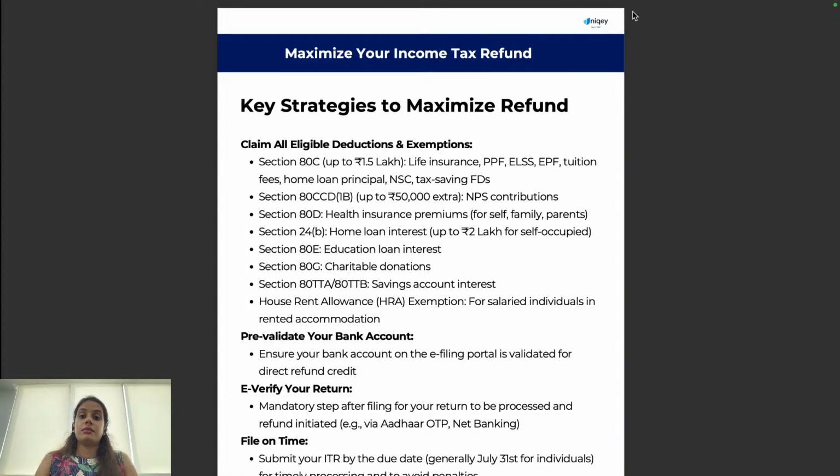And one most important thing is we need to pre-validate our bank account to ensure that our refund will be credited to our bank account in a timely manner. We need to e-verify our return because without e-verification, the refund will not be processed. And most importantly, we definitely need to file our ITR in a timely manner so that the refund will also be processed in a timely manner.